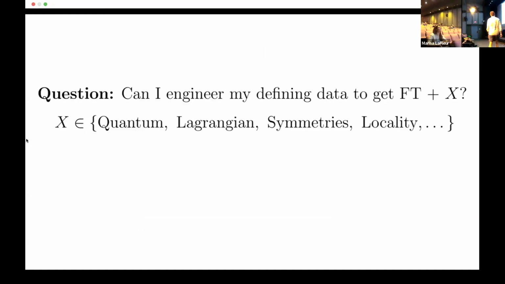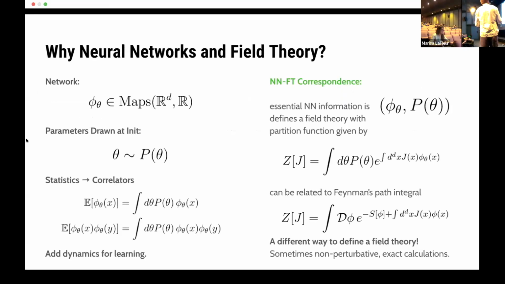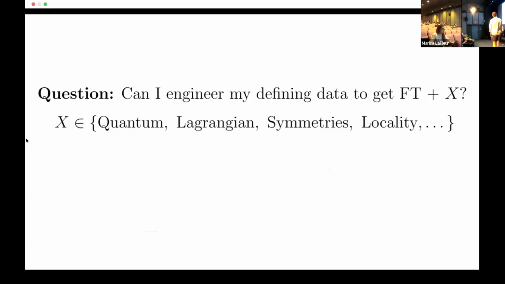So given that basic setup, you might ask, can I engineer this defining data? Remember throughout that the defining data is the choice of neural network architecture and the choice of distribution at initialization. Can you choose the defining data to get this simple field theory that I have and then give it some extra property that I just naively call X? And X might be quantum. Yoni raised this yesterday. I'd be happy to talk about what I mean by quantum here.